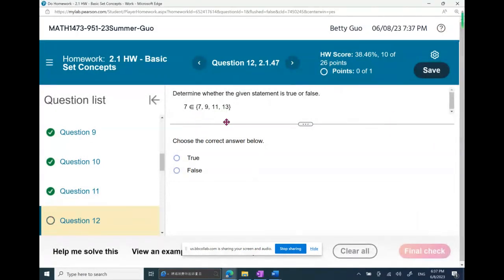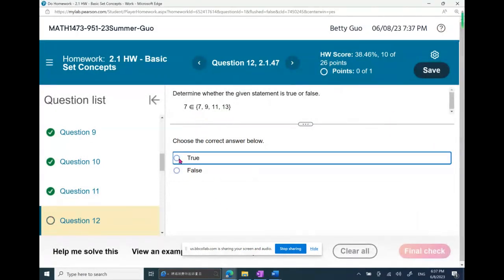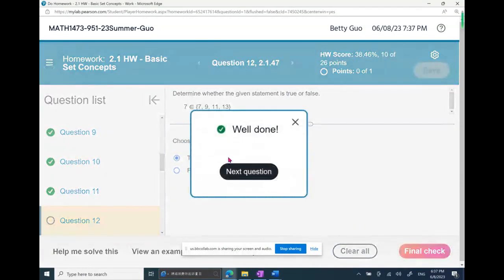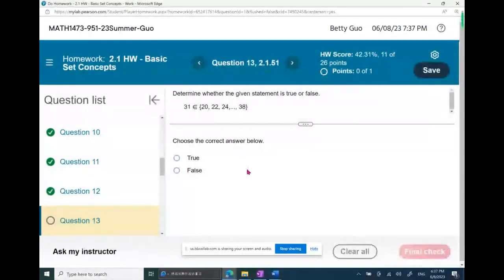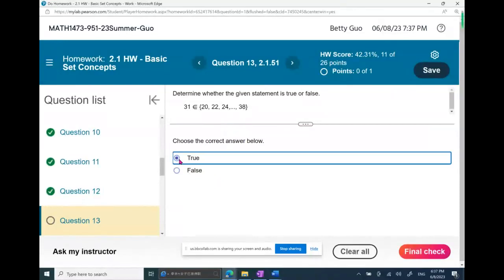7 is an element of this set. True. 31 is an element of the set. True or false? Why? We don't see 31, but actually it's there, right? Do we agree? Would it not be because it's a pattern, going all by 2s, right?